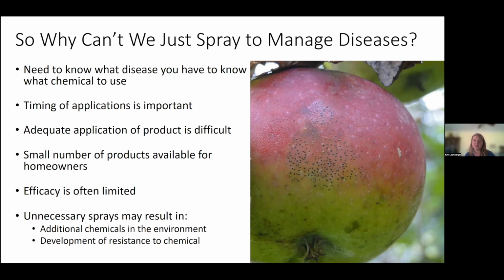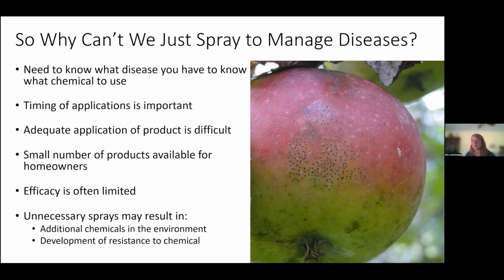When we talk about these fruit species, most of them have very dense foliage. And so getting the product in to make contact with the pathogen can be really difficult. And so oftentimes adequate application doesn't occur or is very difficult to the point where it limits the efficacy. In addition, for homeowners, there's a very limited number of products that are available. We oftentimes see limited efficacy, which can be frustrating when you're trying to manage a problem. And if you're using these products when they're not needed, or you're applying the wrong product, you're putting chemicals into the environment that don't need to be there.